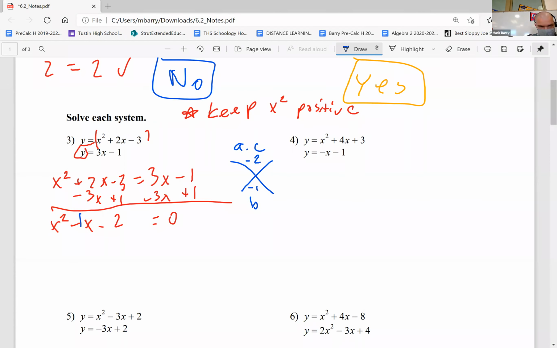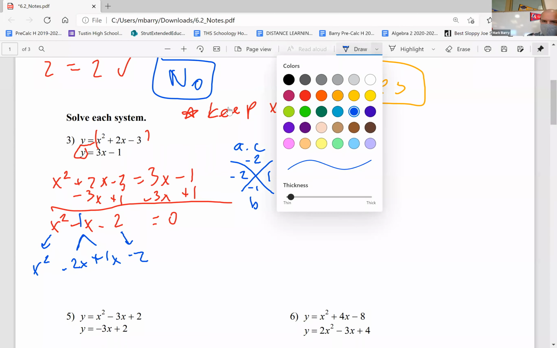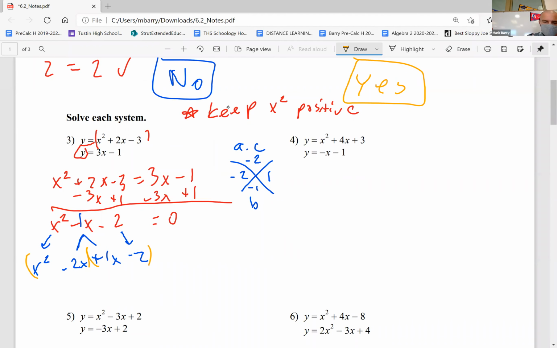I think that would be just negative 2 and positive 1. So we need to split up this middle term here. I'm going to put negative 2x plus 1x. That comes from that x thing. I'm going to rewrite the first and the last term. And then we're going to do our grouping. So I'll group together the first two terms. I'll group together the second two terms.